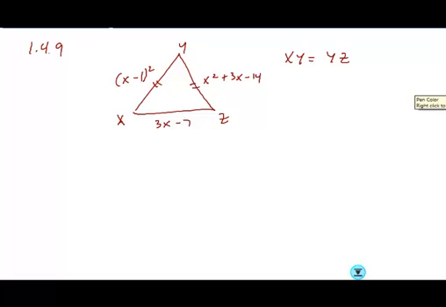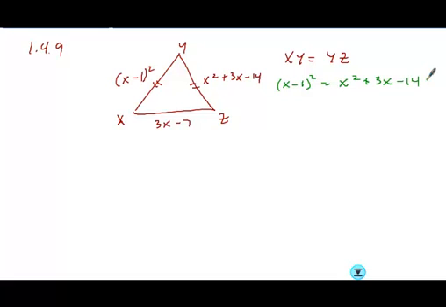So the first thing we're going to do here is take the known relationship, XY and YZ are equal to each other, and substitute in the corresponding expressions. So XY is equivalent to (x minus 1) squared. YZ is equivalent to x squared plus 3x minus 14.